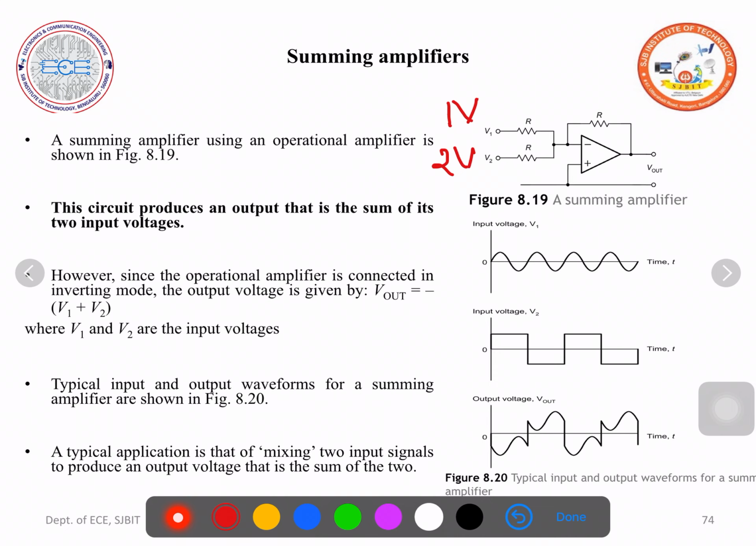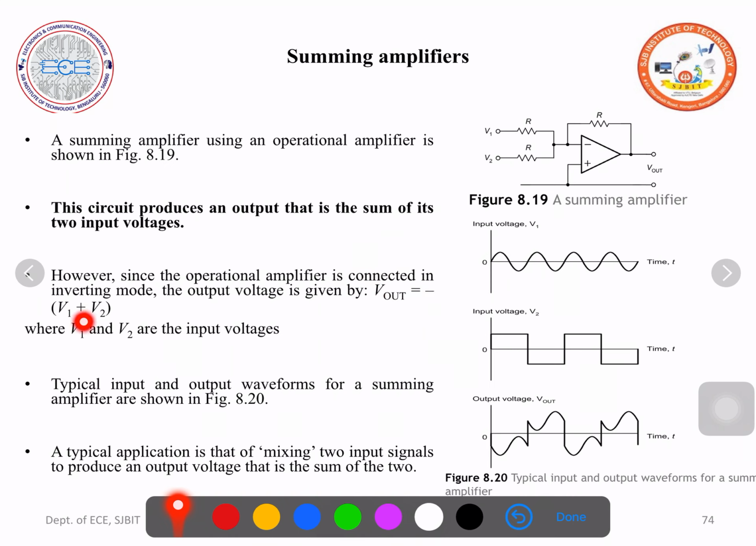Then what can we expect at the output? It adds these 2 volts and 1 volt, so we expect 3 volts. But remember, this input is applied to the inverting input terminal. So the output voltage will be minus 3 volts. This is minus because the input voltage is applied to the inverting terminal.